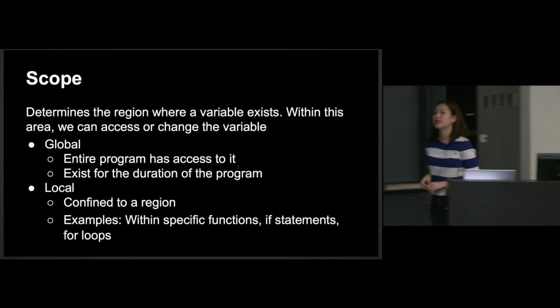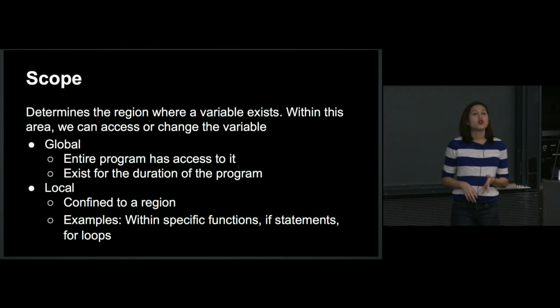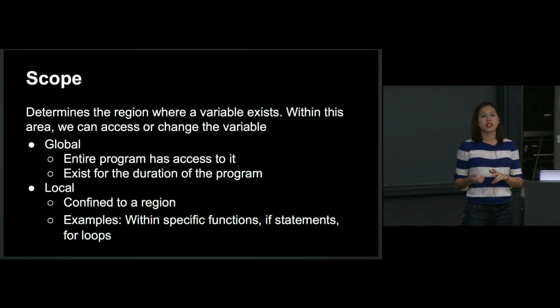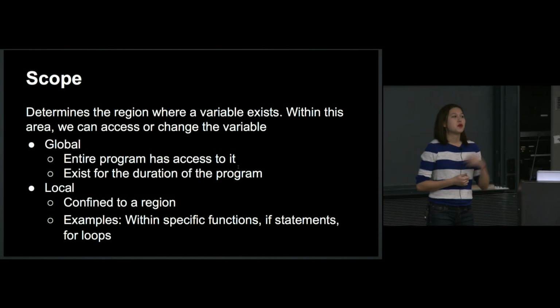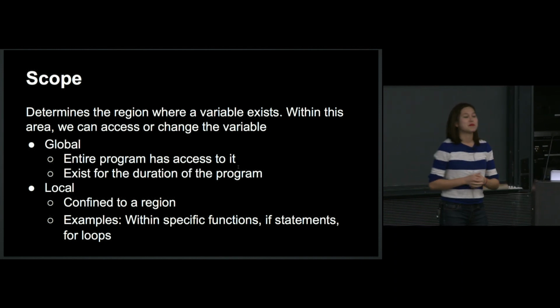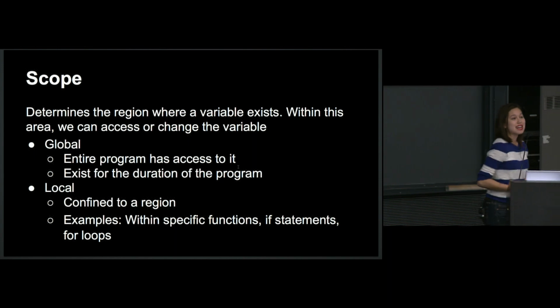So the 2 scopes that we talk about during class are global and local. Global variables we talk about when you are defining them above main. It means that your entire program has access to it, and it exists for as long as the program runs. Okay? Local means that it's more confined to a region. So whenever you have specific functions like swap, we always talk about swap with A and B.